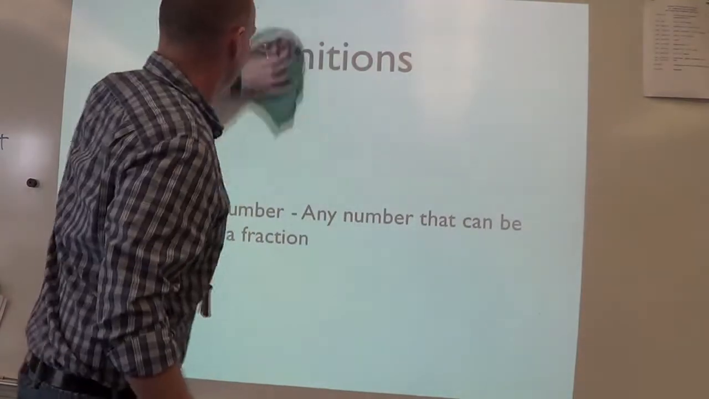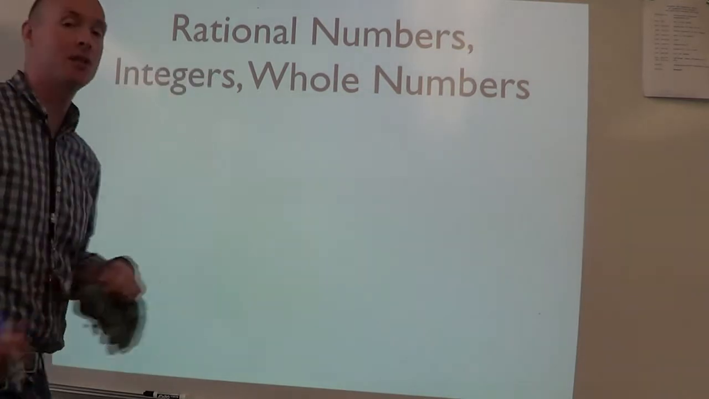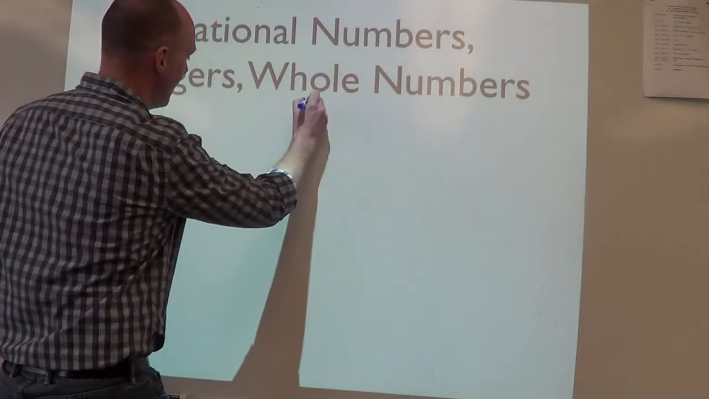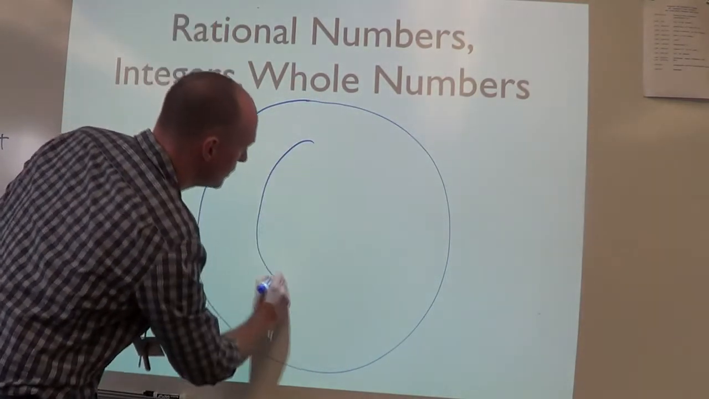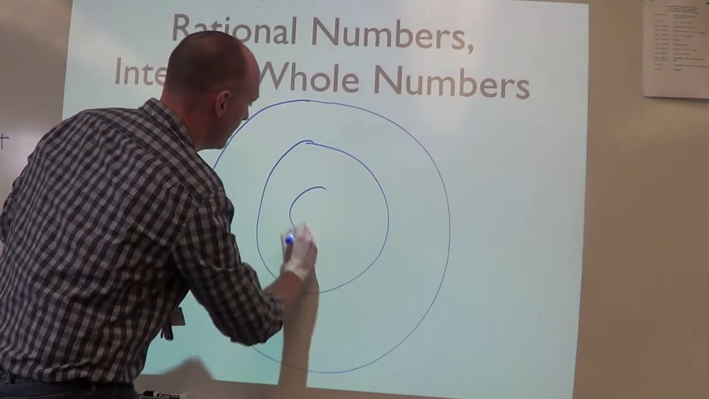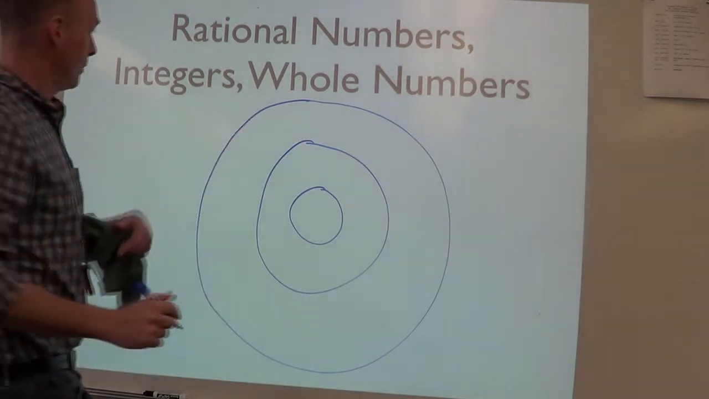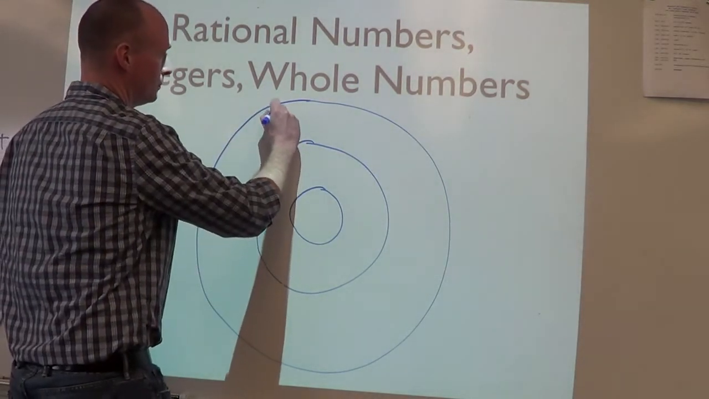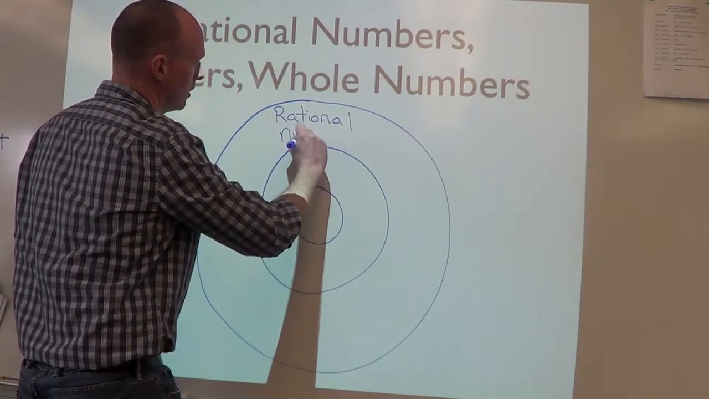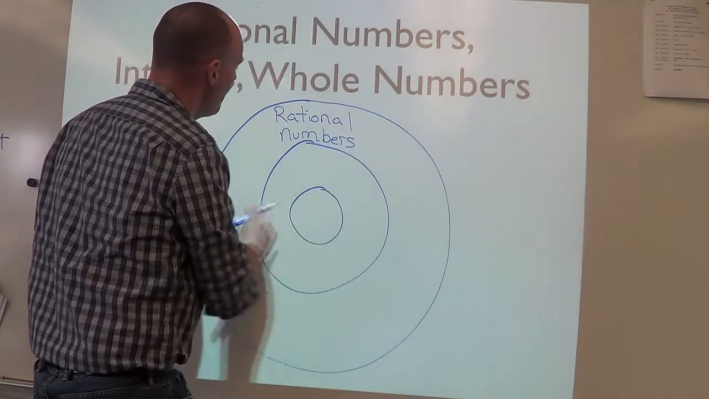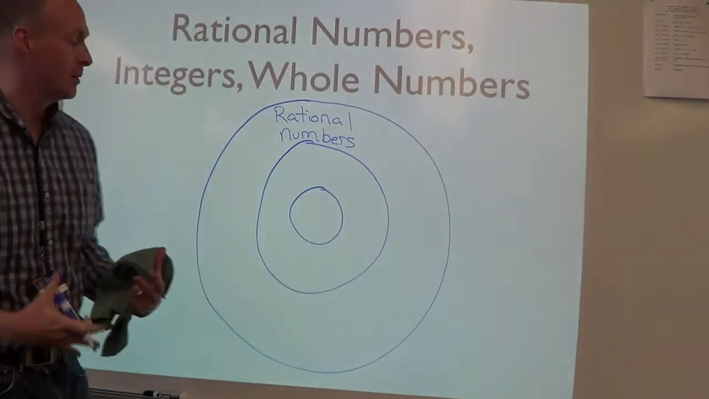Next on your worksheet I give you a heading that says rational numbers, integers, and whole numbers. So what I want you to do is make a bullseye with 1, 2, 3 rings. And the outside ring we're going to label as rational numbers. And then I want you to put 3 examples of rational numbers.